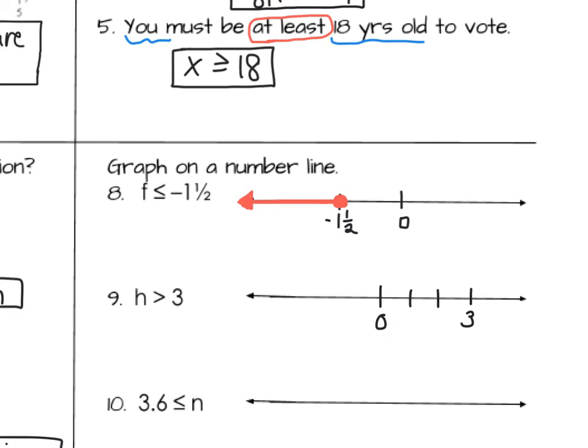All right, now h is greater than 3. Since it doesn't have that bar underneath the greater than symbol, we're just going to have an open circle. And then greater than 3 means we shade to the right, because those are the numbers greater than 3. Okay, and then number 10 we will do together in class.